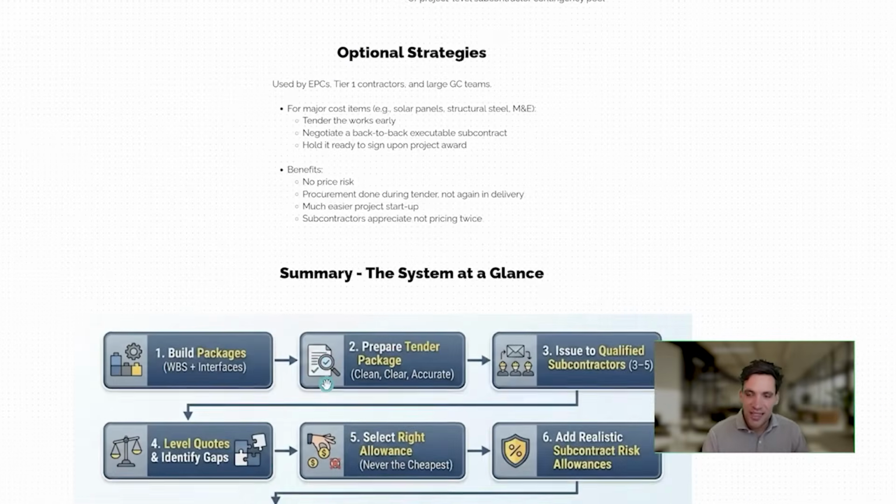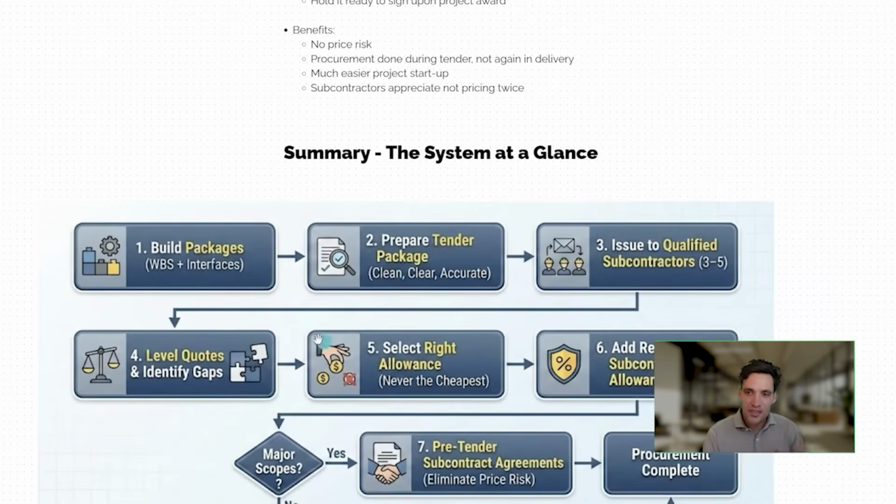Okay, to quickly recap and go through this system. First step is we want to create our packages, build our work breakdown structure, identify all the scope interfaces, and create our battery limit drawings. Again, battery limit drawings are life-changing. Then once we have our clearly defined tender packages and our clearly defined project scope work breakdown structure, we prepare our clean, clear, accurate tender packages. We issue them to 3 to 5 qualified subcontractors.